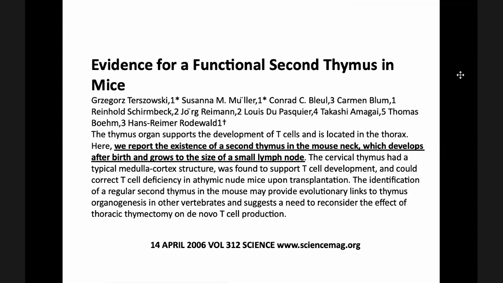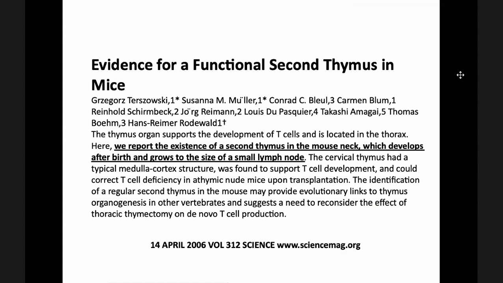Typical structure of medulla and cortex were found in these second thymi or thymuses, whatever you want to call them, right? And it actually supported the development of T cells, right? Now, why was this observation relevant? For a long time, when people were studying the role of T cells in different diseases, what they used to do was remove this thymus because it's quite an evident tissue. So it's easy to remove the thymus by a process that we call thymectomy.